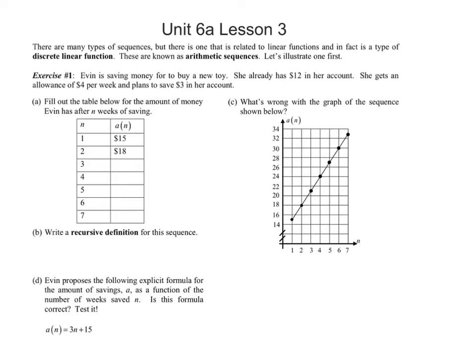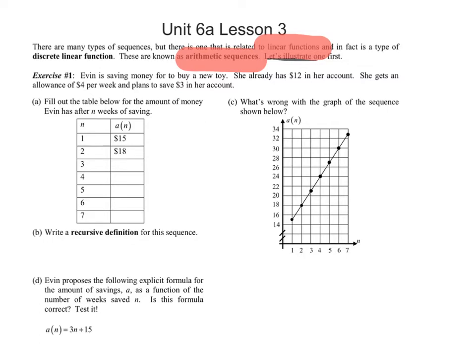There are many types of sequences, but there is one that is related to linear functions, and it is a type of discrete linear function. These are known as arithmetic sequences. Let's illustrate one first. In that first sentence there are a couple of things I want you to highlight and underline. I want you to make the connection that the linear function is a type of discrete linear function. These are known as arithmetic sequences. So I want you to highlight that linear function and arithmetic go together.